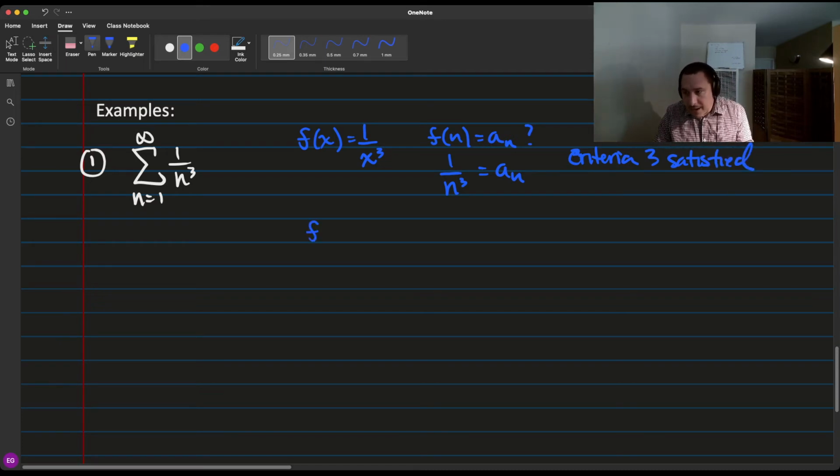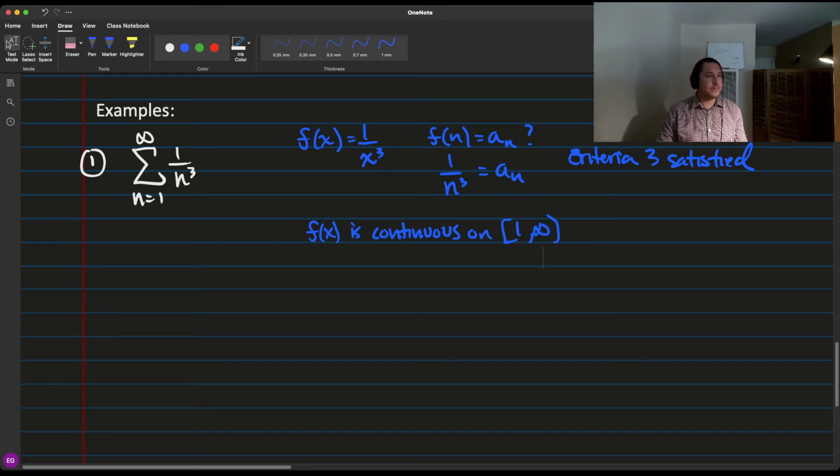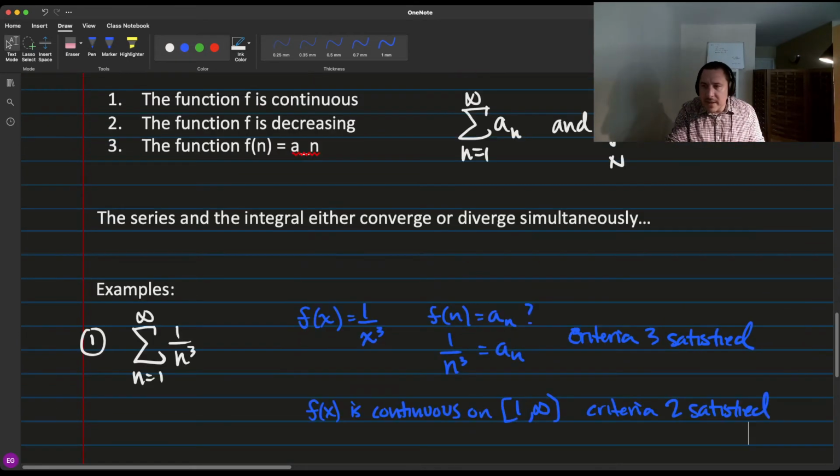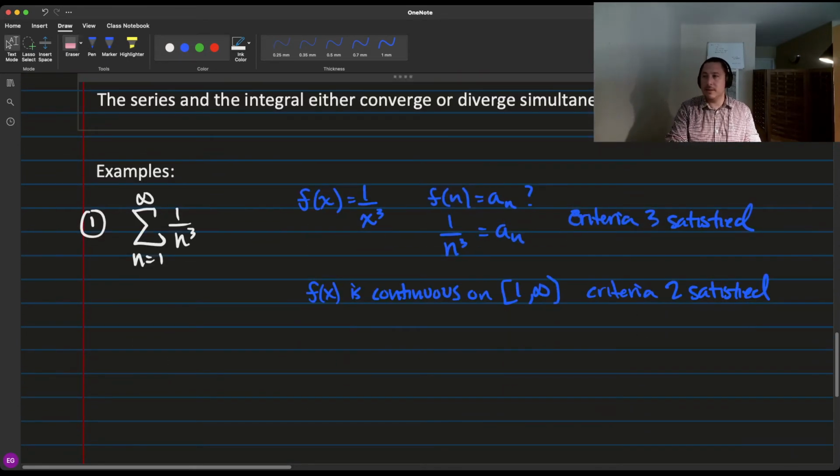Okay, we know that f of x is continuous on 1 to infinity, right? Because its discontinuities are at 0. The 1 to infinity comes from the fact that I'm summing from n equals 1 to n equals infinity. So yes, it is continuous. Now what's criteria... actually, wait, f of x being continuous, that's criteria 1, my bad. So criteria 1 is satisfied.